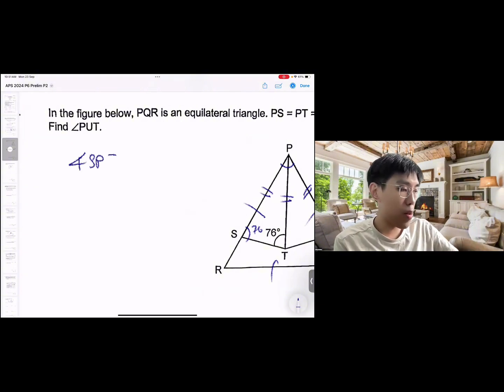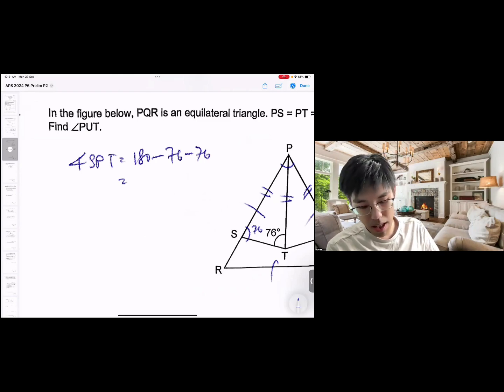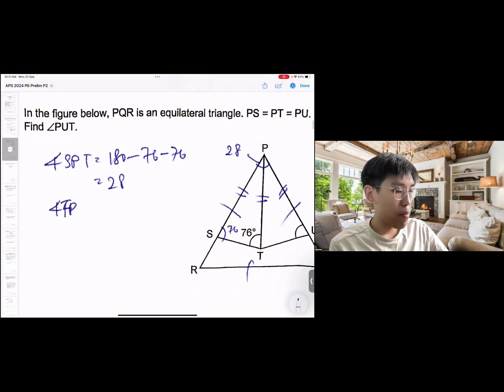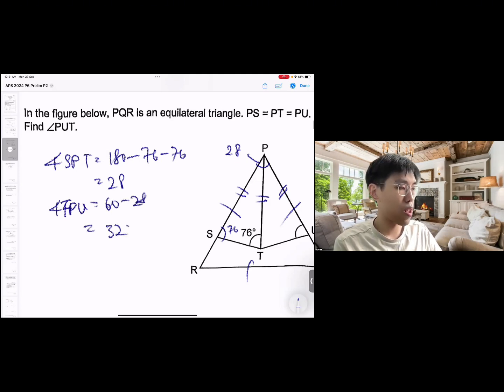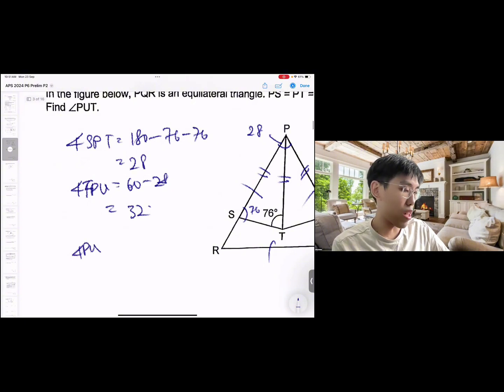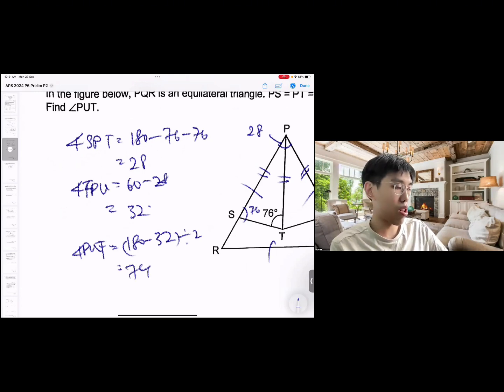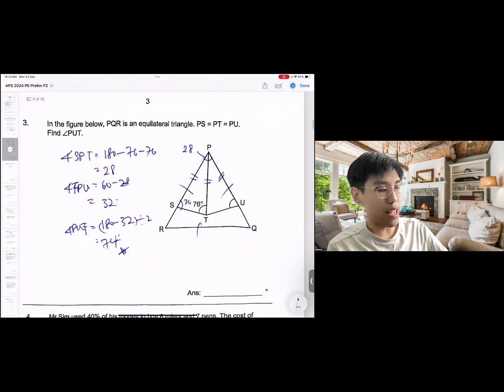So we can find SPT: 180 minus 76 minus 76, which is 28. So this angle here is 28. Then we can find TPU, which is 60 minus 28, which is 32. Then I can find my PUT, which is 180 minus 32, divided by 2. That is 90 minus 16, which is 74. 74 is the answer.